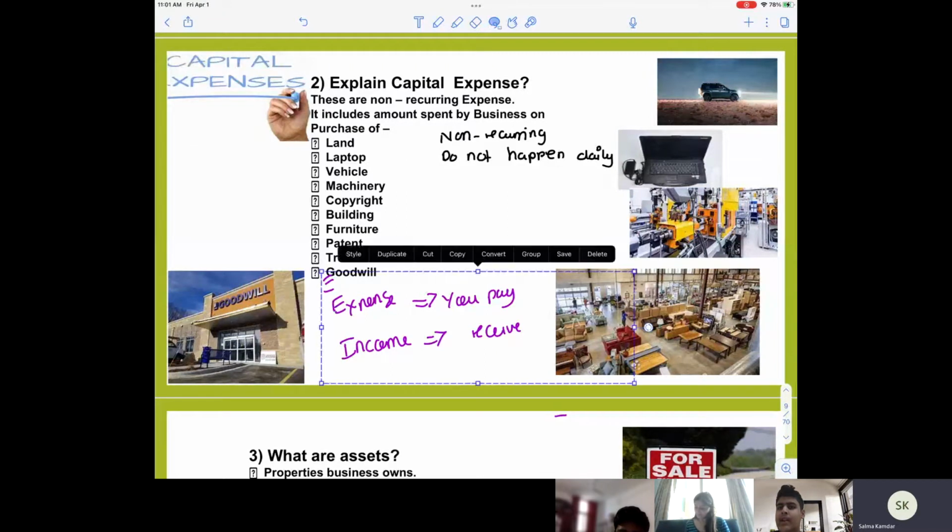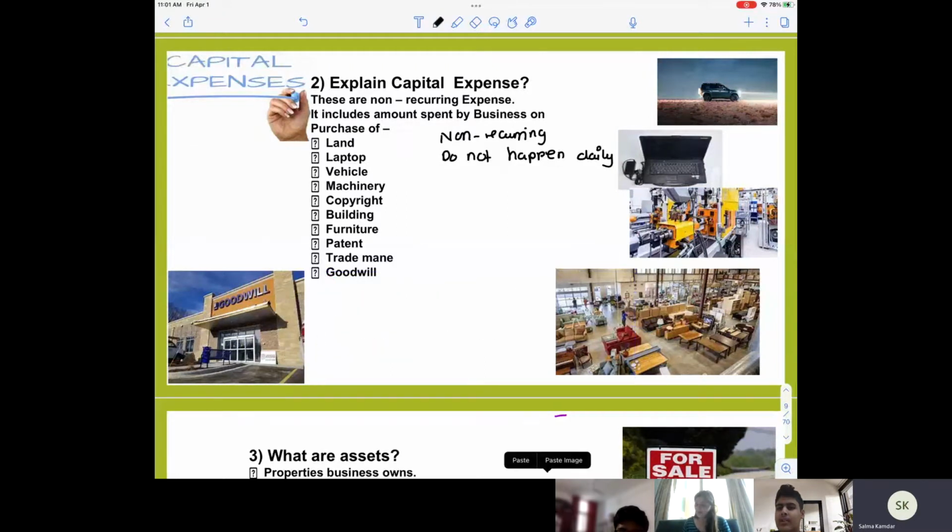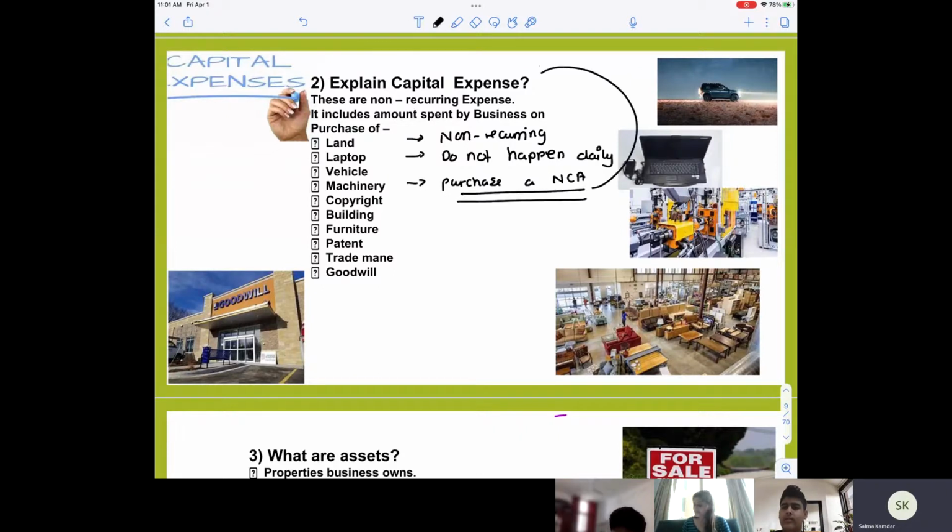It can be a car, machinery. Mostly when you purchase a non-current asset, I am telling you, mostly when you purchase a non-current asset, the expenditure is capital expenditure. Okay?